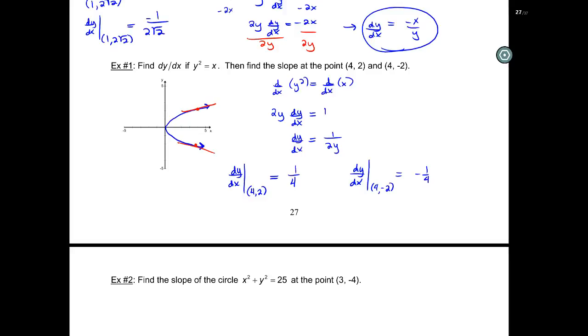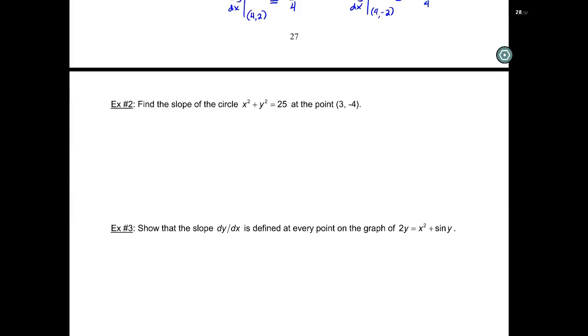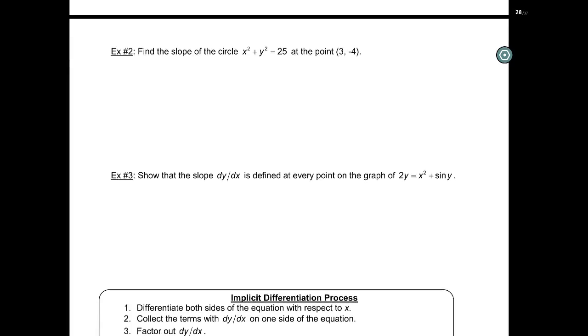Good? Not that bad. Okay, so example 2. Example 2 is just like the very first one that I walked you through. So go ahead and see if you can find the slope of the circle x squared plus y squared equals 25, and then find it at the point (3, -4). If you get stuck, just look back at the front page because it's going to look very similar.